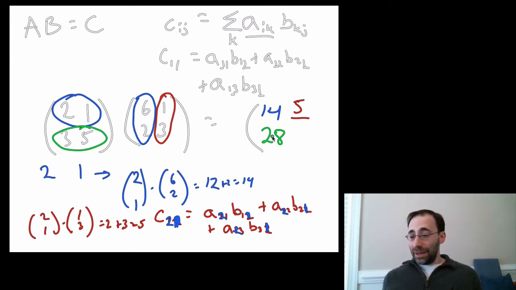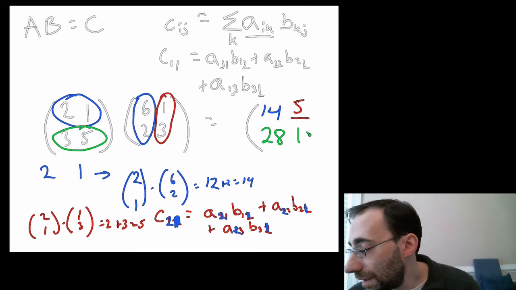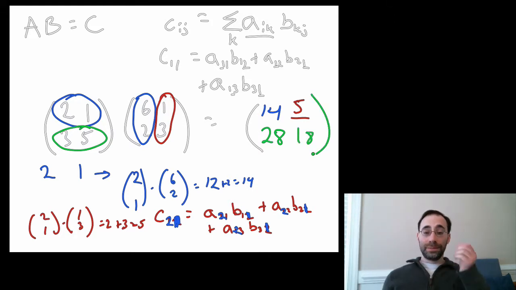And finally, the second row, second column element is going to be what you get when you have the second row of A dotted with the second column of B. So it's 3, 5 dotted with 1, 3. 3 times 1 is 3. 5 times 3 is 15. 3 plus 15 is 18. And that is our C. I really want to erase it right now because I want to keep working on this example. But there you go. That is how to multiply matrices.